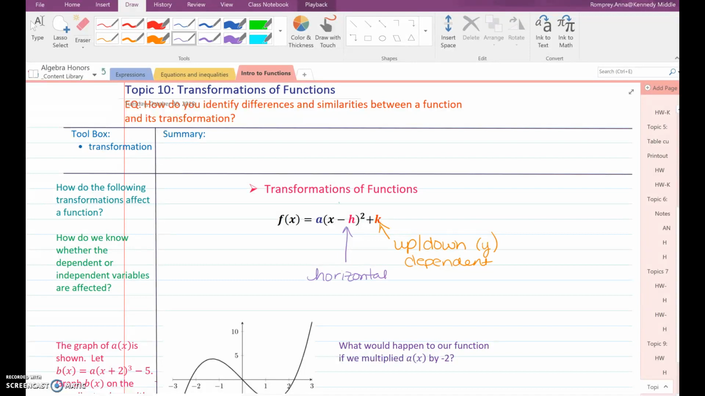Now notice how this function has a minus h. Well, that minus can also be read opposite. It's the opposite of what you would think. So it's the opposite of the horizontal shift. So if it says x +3, well, you got to head left. If it says x -2, well, we got to head right 2 units. So that horizontal shift is always opposite. Now the horizontal, that affects our x-axis. So since it's affecting the x, it is affecting the independent variable.